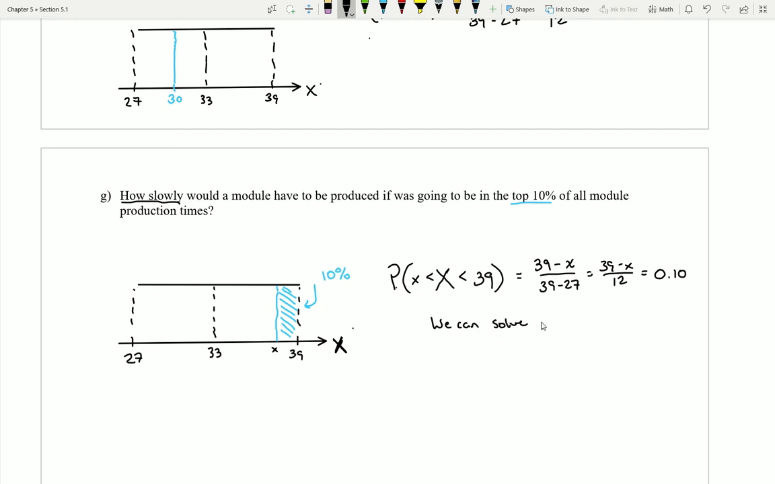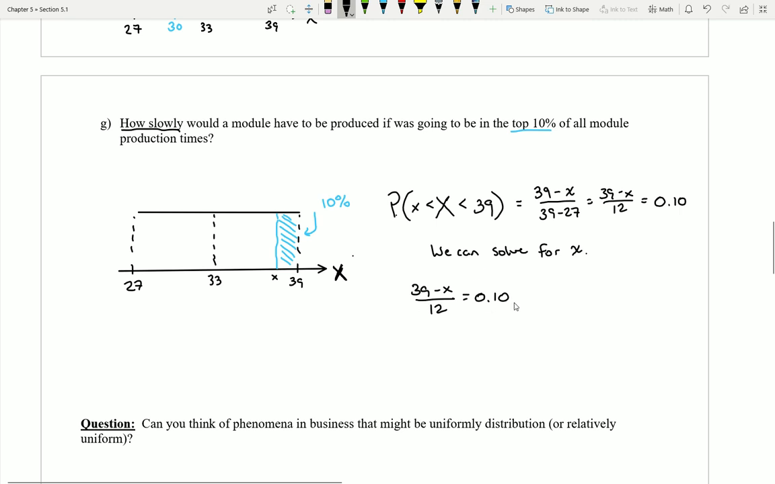So maybe now we could solve for that value of little x. We know that 39 minus x over 12 has to be equal to 0.10. We're back to algebra class. So let's see. I could start by multiplying both sides by 12. That would get me 39 minus x equals 1.2. I could then go ahead and add x to the other side. 39 is equal to 1.2 plus x, and then subtract the 1.2 over. And if I do that, I think I end up with 37.8 is equal to x.